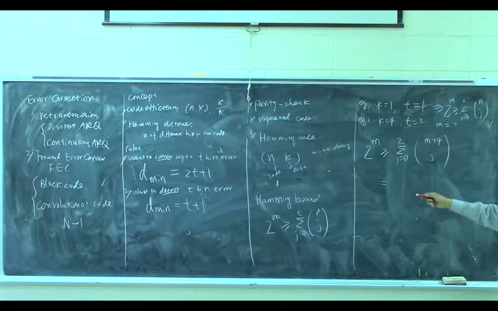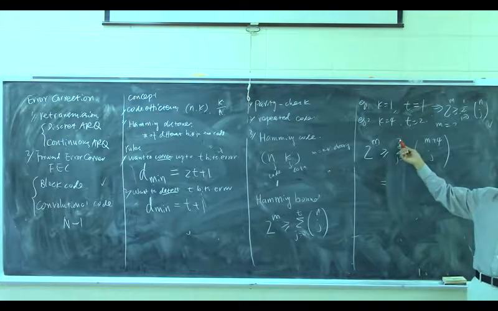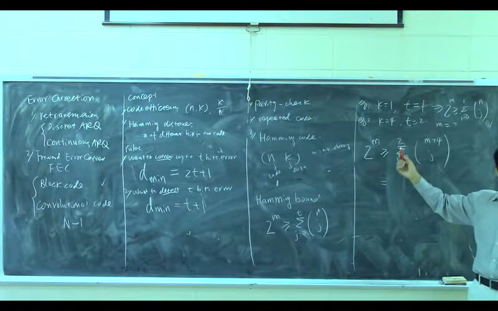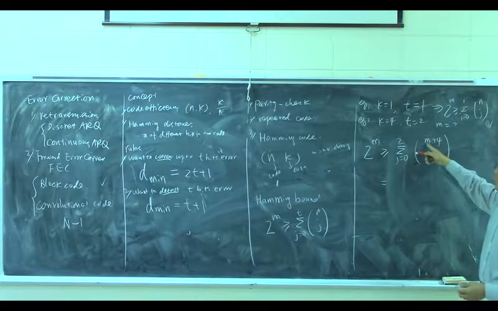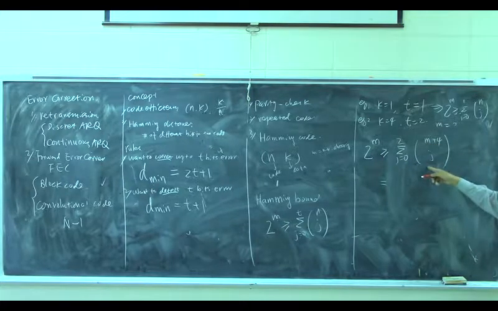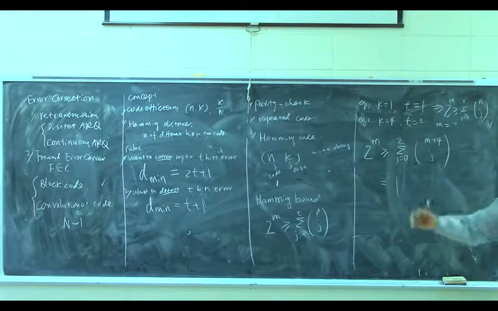J equals 0, j equals 1, j equals 2. That's all, right? Three terms. So the first term, j equals 0: m plus 4 choose 0. What is that? That's 1, right? From m plus 4, I choose none, so I have only one option here.